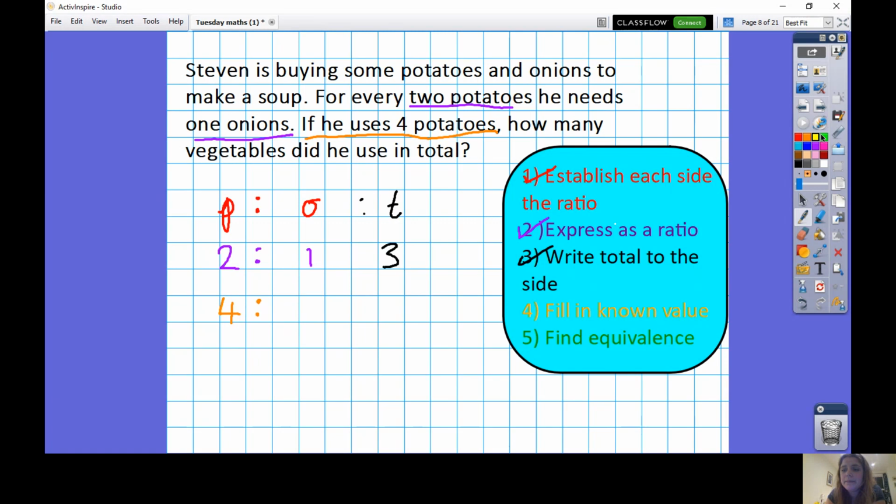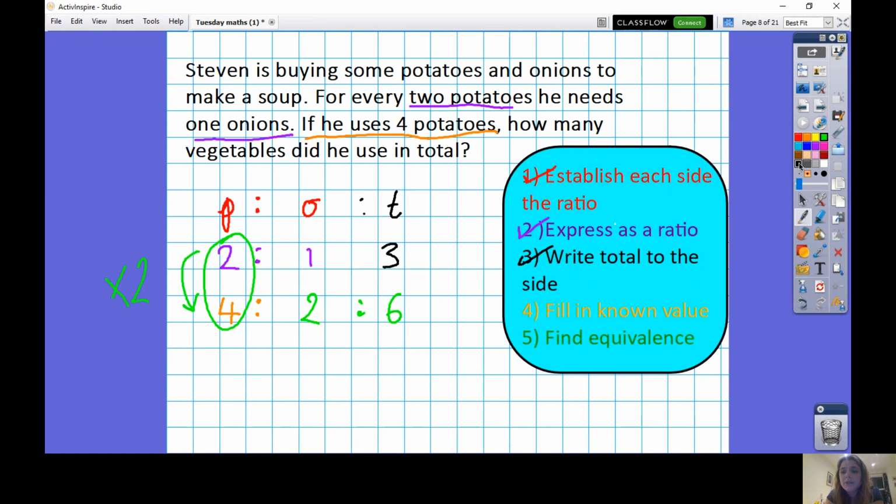My final step then is to use that fact to find an equivalence. In this one, where I've got both pieces of information, I can see what I've multiplied by. To get from 2 to 4, I have to times by 2. So now I'm going to multiply everything by 2. 1 times 2 is 2, and 3 times 2 is 6.